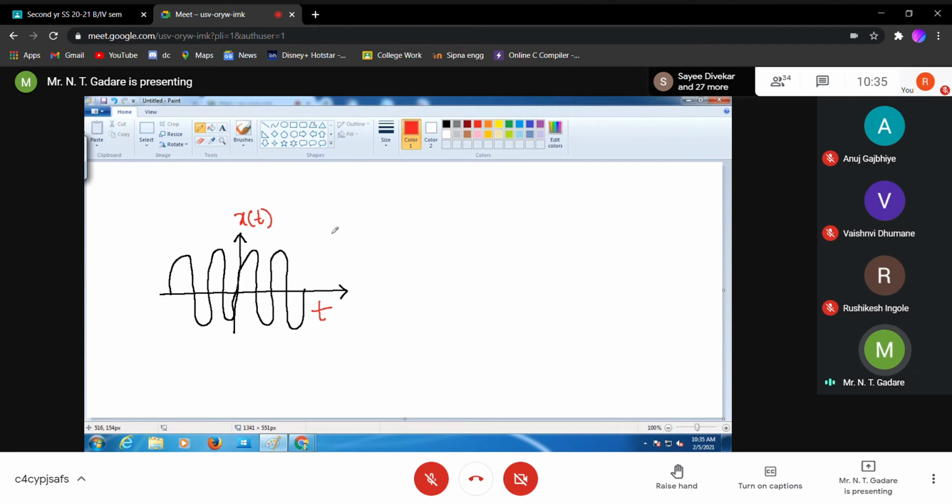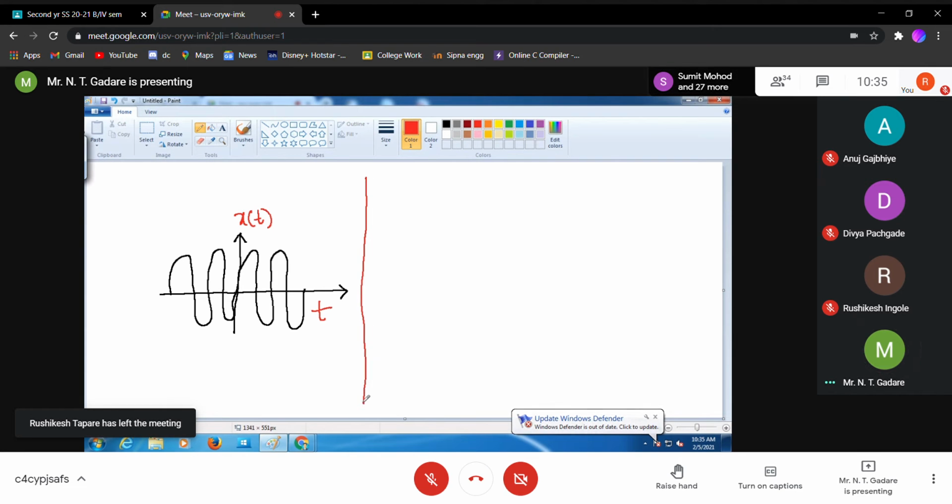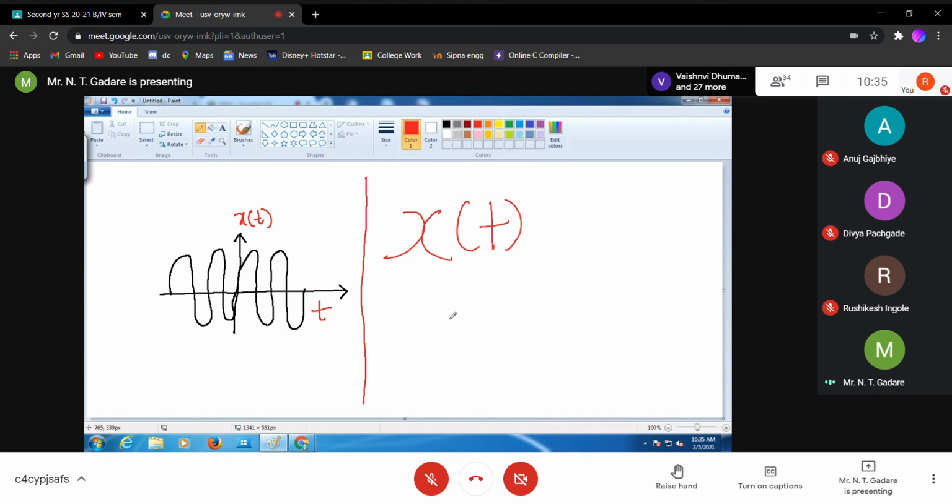Once we understand the meaning of this mathematical analysis of x of t and t, then I can define the different types of signals, because these are some mathematical attributes by which we can understand the concept of how it will take place. Now the concept is very clear. The concept says this is x of t and this is t.